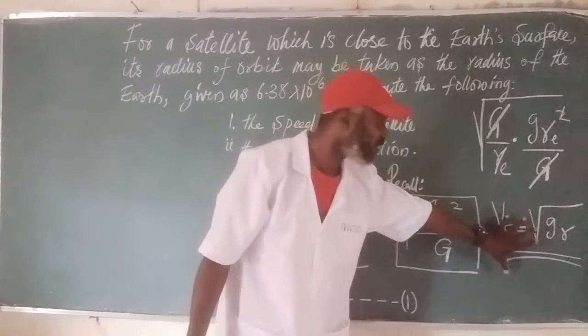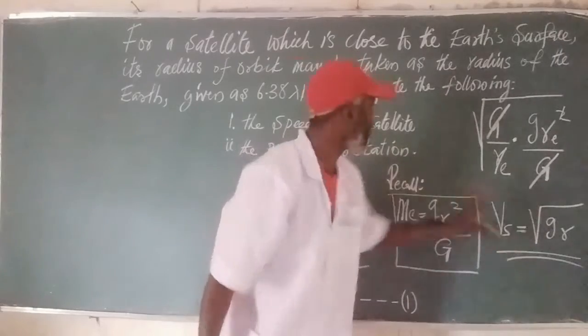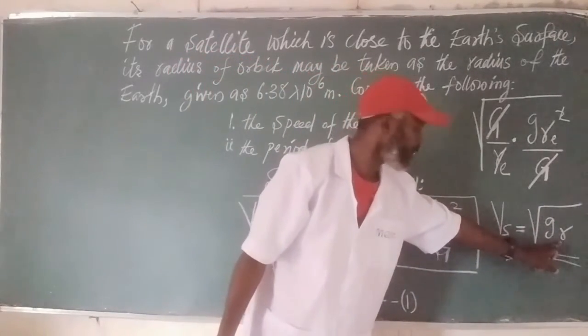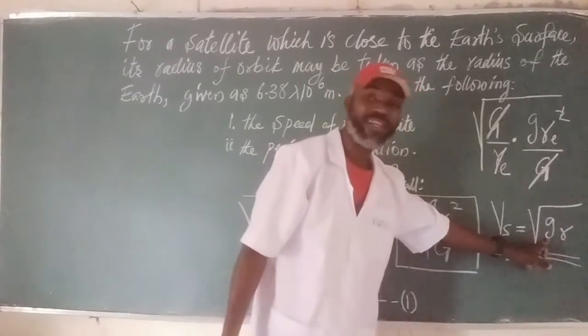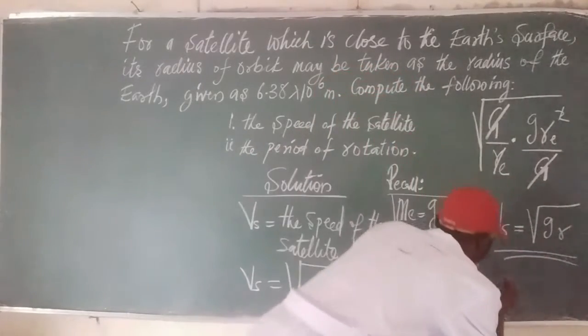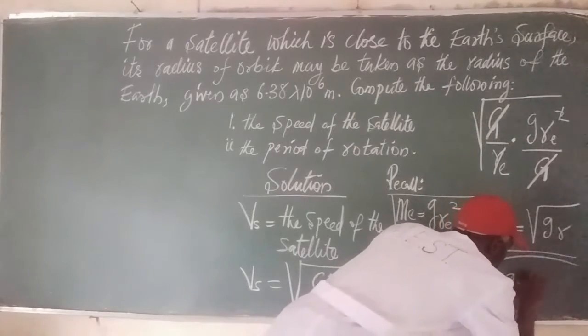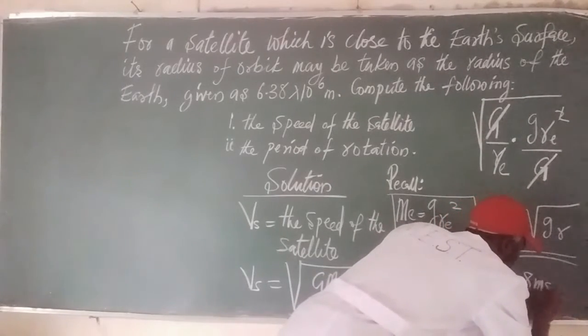We have arrived at something very important. We have the radius of the Earth, that's R, and we have g, which is given as the acceleration due to gravity. g is given as 9.8 meters per second squared.